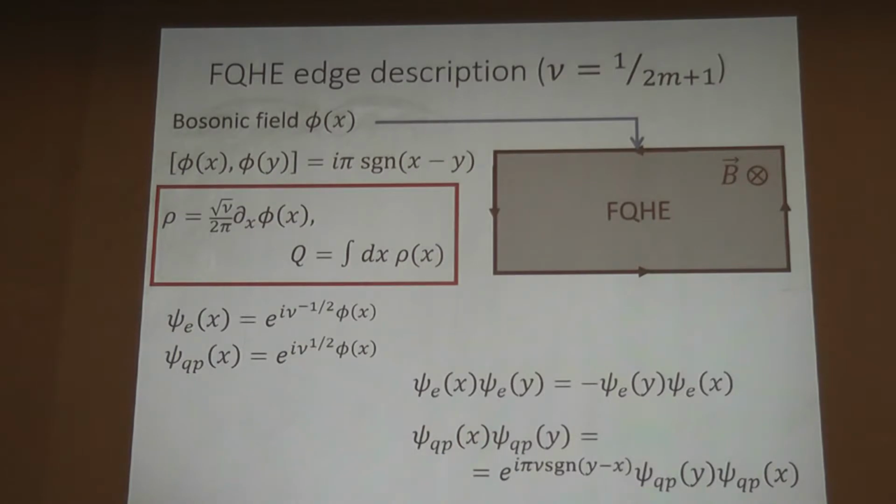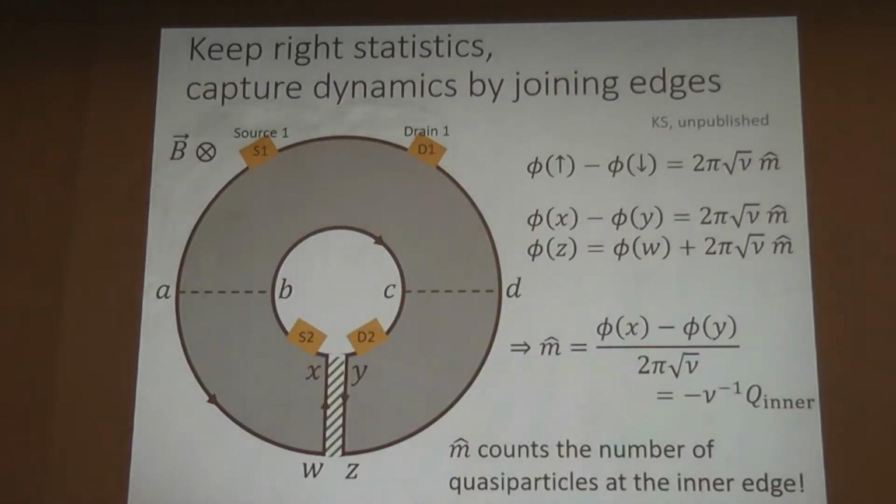For that, I remind you that the charge density of the edge is the derivative of the field, so the charge of some edge segment is the integral of the charge density, the difference of the bosonic fields at two points. So using this, one can easily show that this m operator is related to the inner edge charge. So essentially it counts the number of quasi-particles at the inner edge.